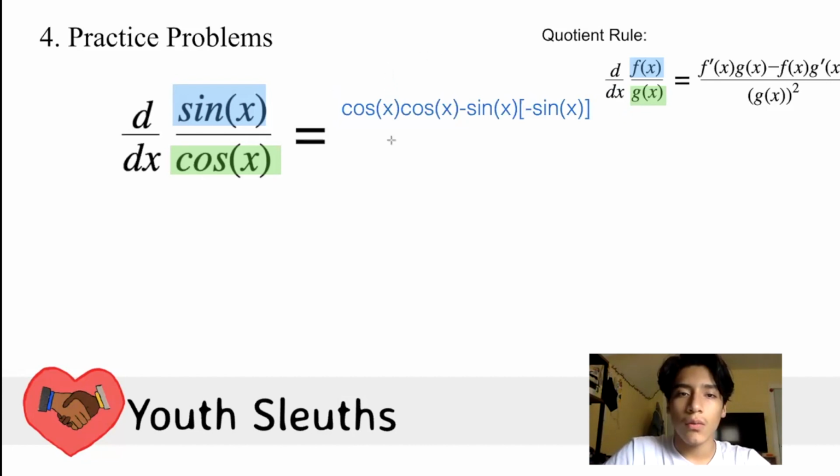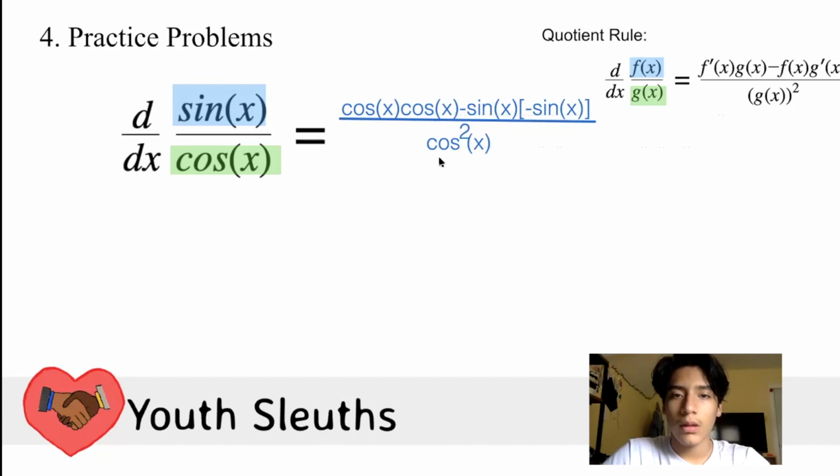And now we just need to do the bottom. Oh, sorry. Same color. Bottom, which then becomes cosine of x squared. Now, all we have to do is just simplify it. So cosine times cosine is cosine of x squared.